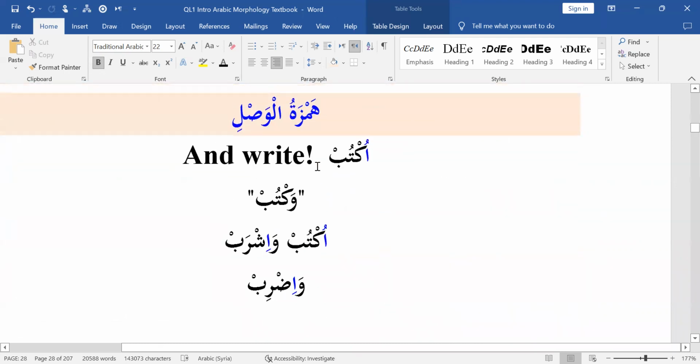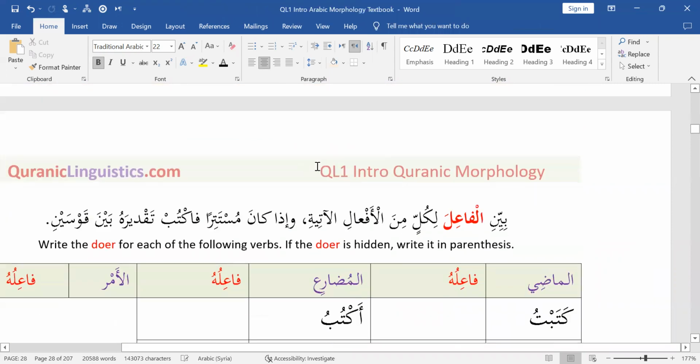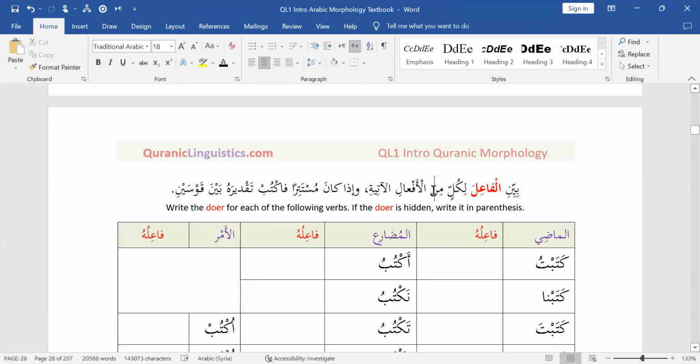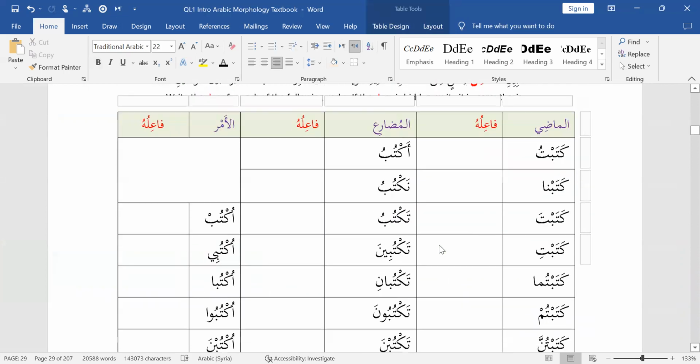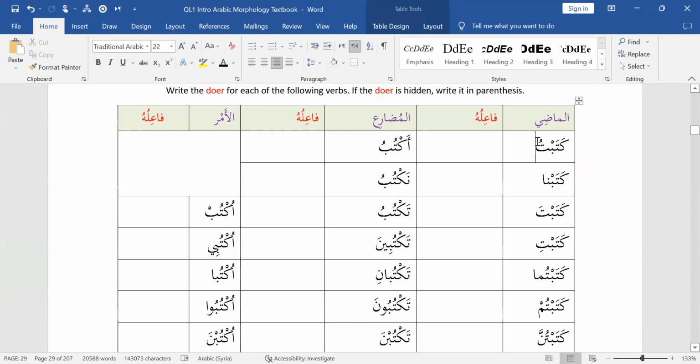So that's it. On the next page, you have a practice exercise in which you're expected to identify the fa'il for each one of these. So where's the fa'il for katabtu? That's tu. Where's the fa'il for na, katabna? That's na, and so on and so forth. You should already know this from your study of al-madi, al-mudari, and al-amr. So this is just a nice review.